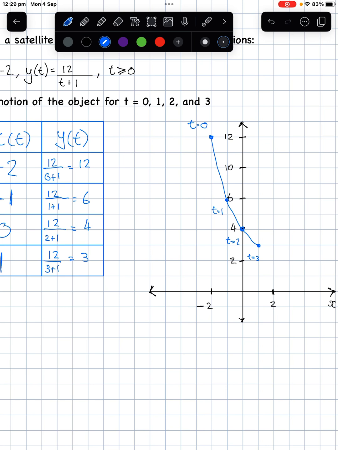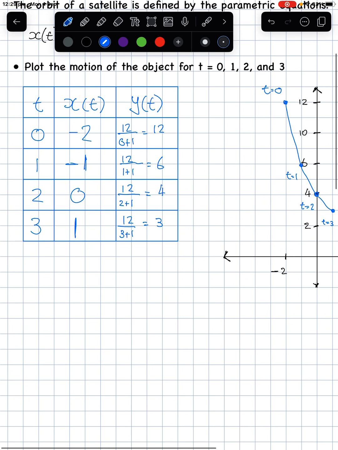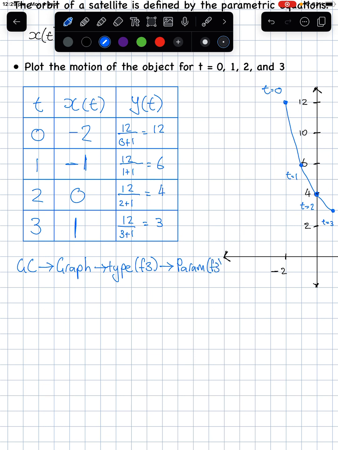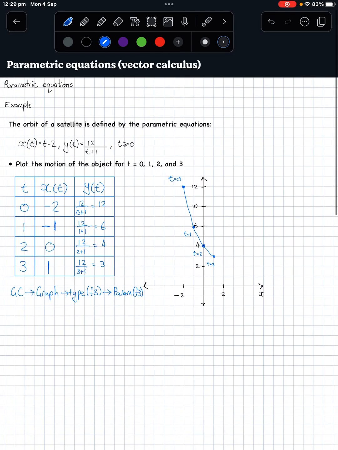Just remember that is in the graphics calculator. I'm going to write some quick notes at the bottom. Graphics calculator, graph, and then in the graphing mode you go to type, which is F3, and then you set up your parametric one with this button here, which is F3 again. That'll sort it all out for you. So there's our first one all done. Just a refresher from vectors.